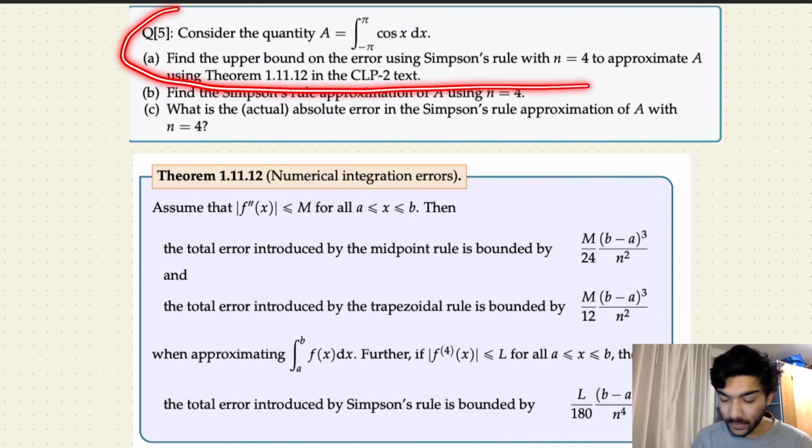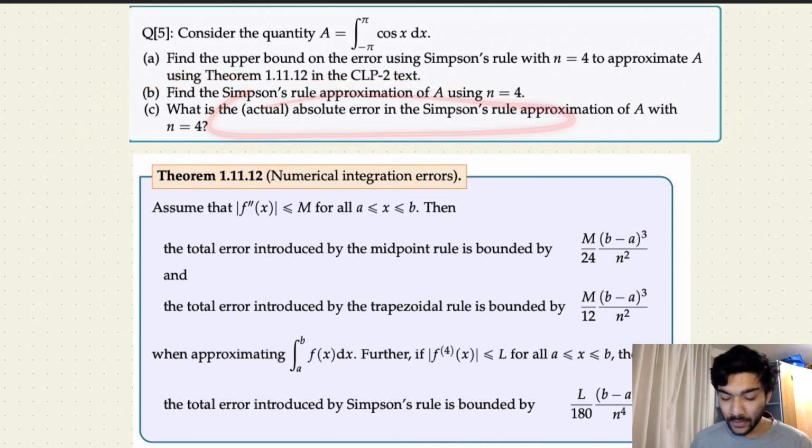In this video, we'll cover this upper bound on the error calculation, and in the next video, we'll talk about finding the Simpson's rule approximation and also calculating the absolute error in the approximation that we will do in part B. So this is the integral over here, and this is a fairly simple integral, right? We already know the exact answer to this integral, but we will use approximation methods in order to analyze the approximated answer by using Simpson's rule, and we'll see how it differs from the original answer that we already know.